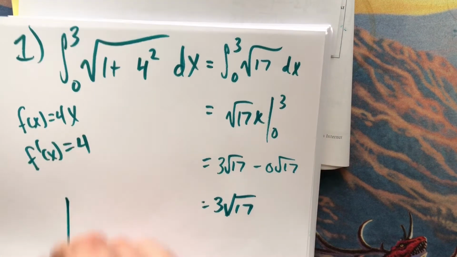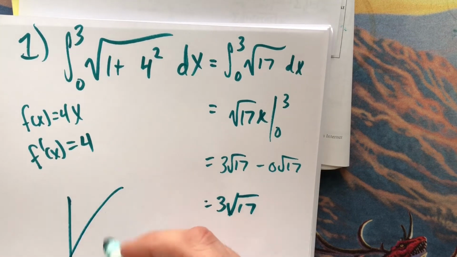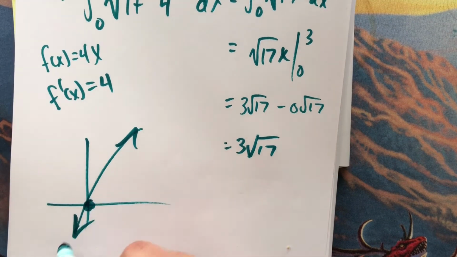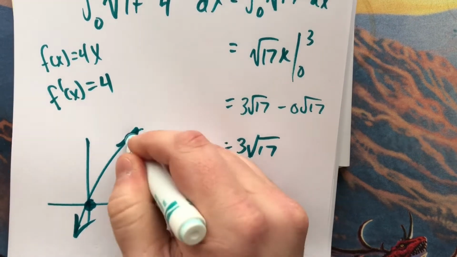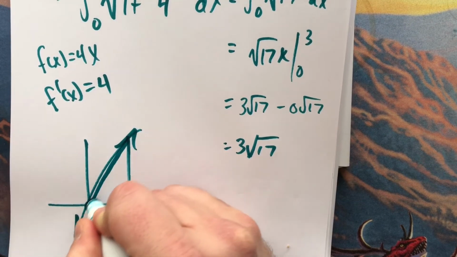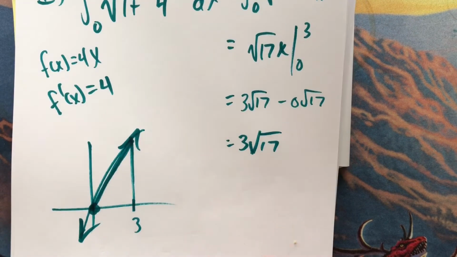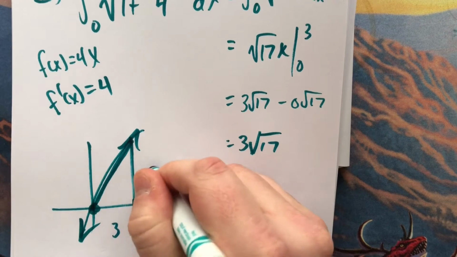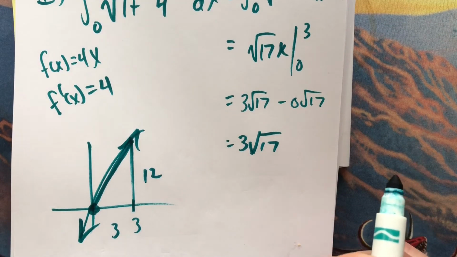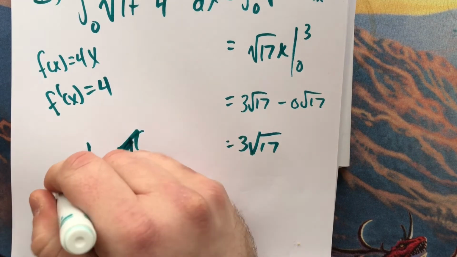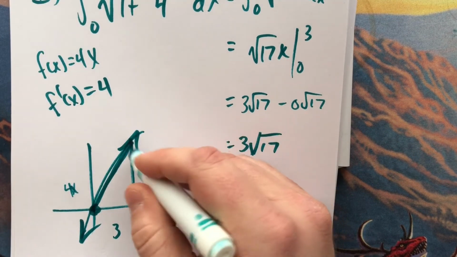Here's the thing though. y equals 4x is like a straight line, right? So if I'm going from 0 to 3, I'm trying to find this distance here. That's just a triangle, right? Where its base is 3 and its height is 12. Is that right? Right, because it's 4x, so 3 times 4 is 12.